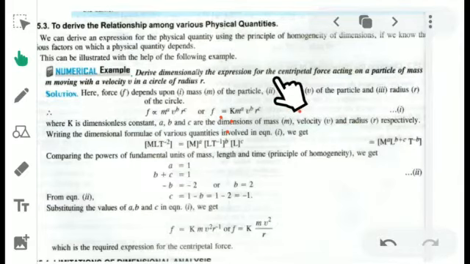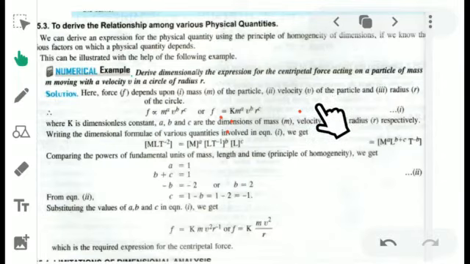So in this question, it is given that centripetal force depends upon the mass of the particle, the velocity of the particle, and the radius of the circular path. But we don't know what type of relationship it is, directly proportional or inversely proportional. So we will write here: first, force is directly proportional to... That means we don't know what type of relation.